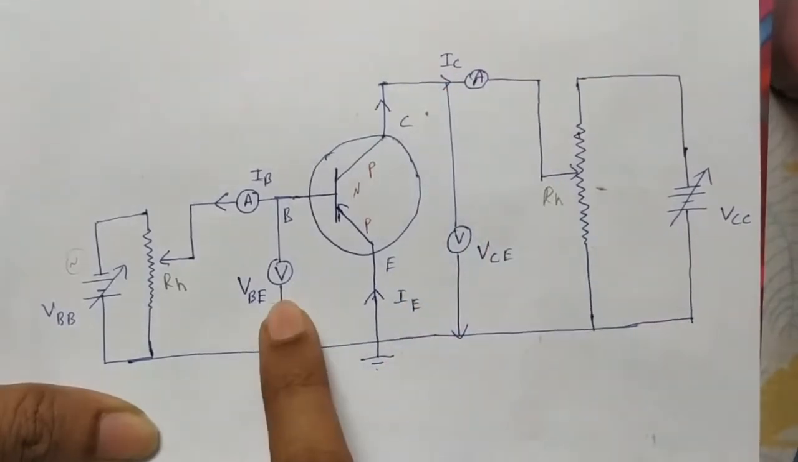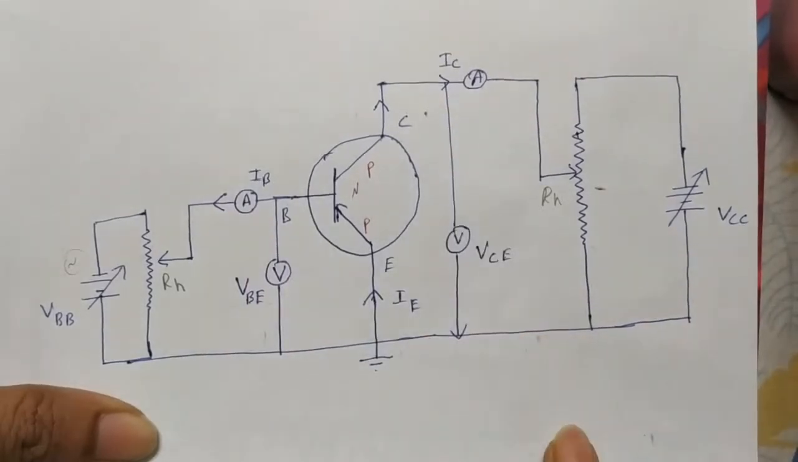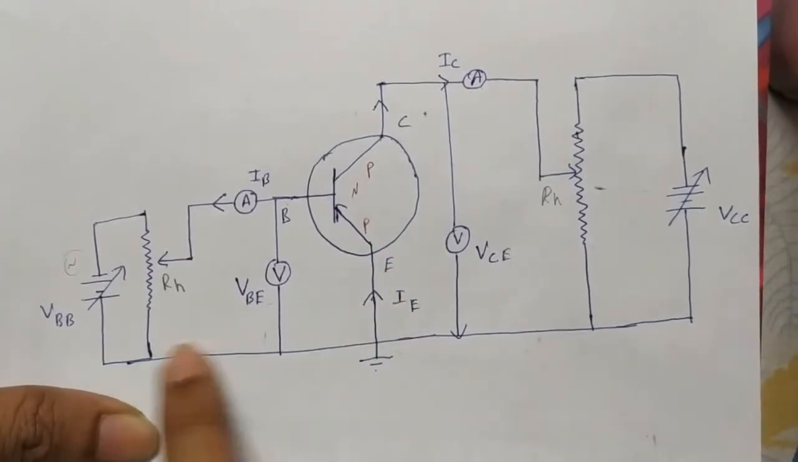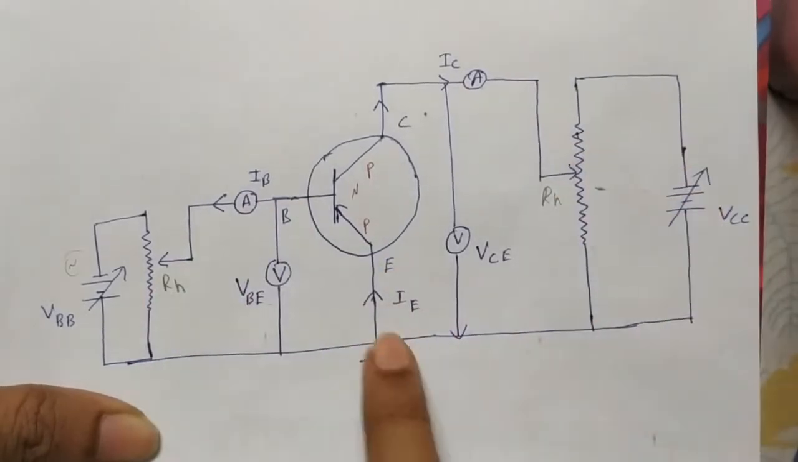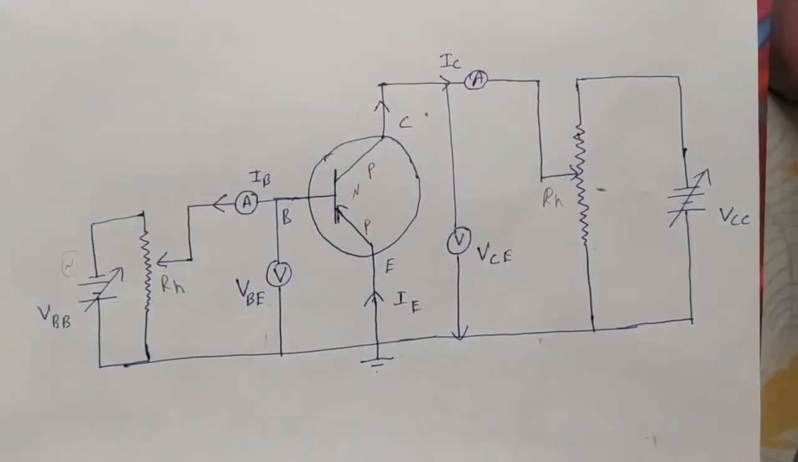So input voltage, input current, output voltage, output current, all we know. Using these meters we can measure that. And you see emitter is common for both, which is grounded here. Grounded means zero potential.